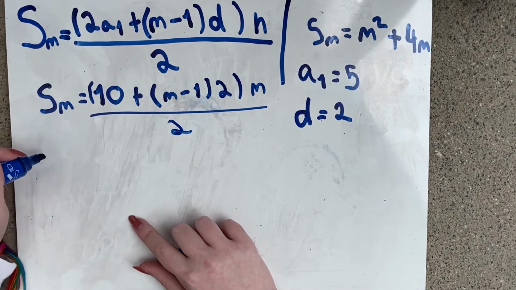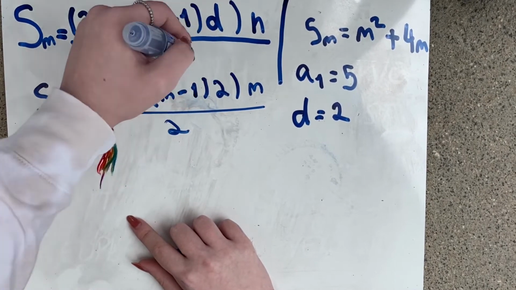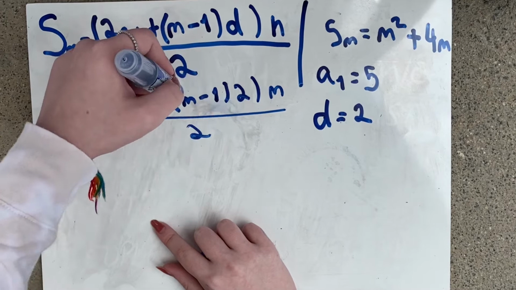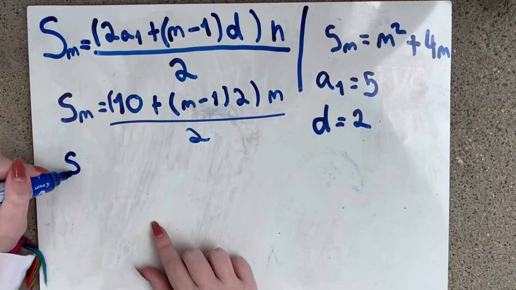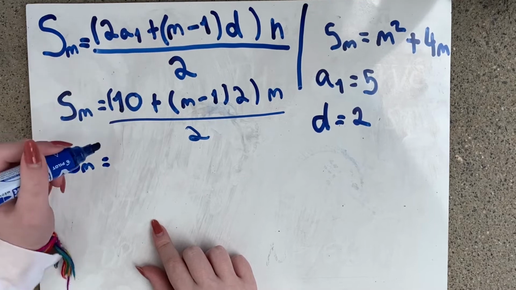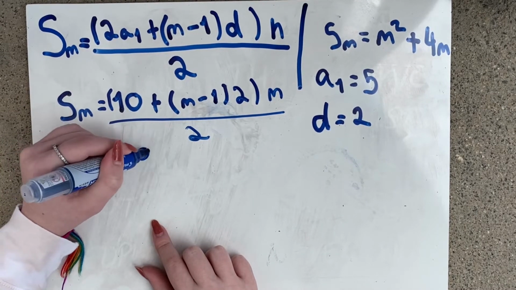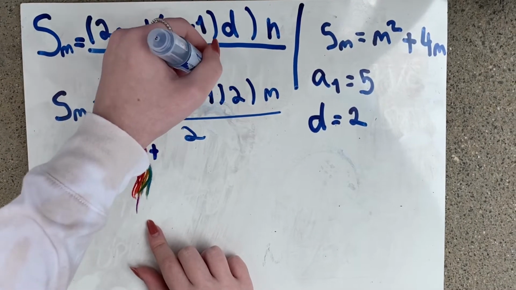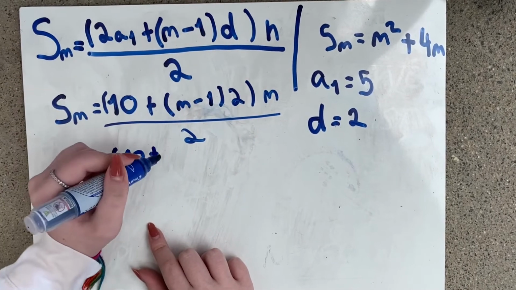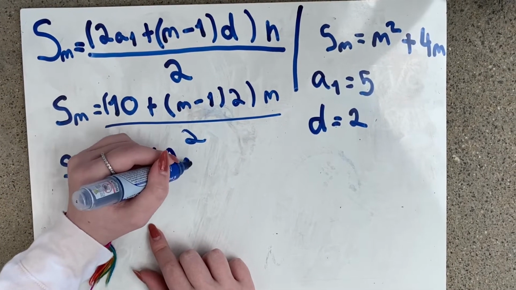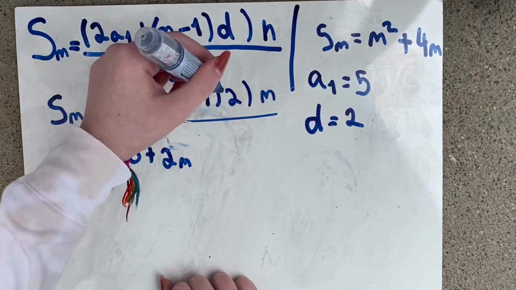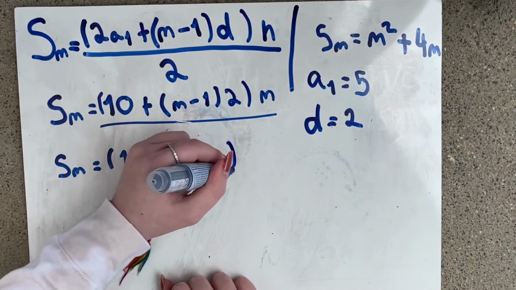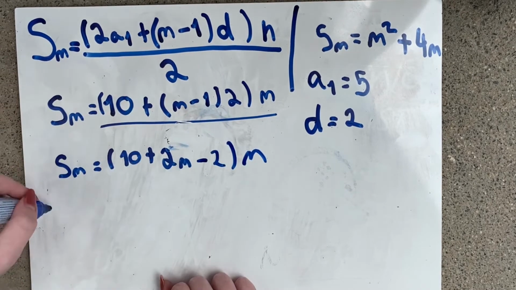So now what we've got to do here is distribute the 2 inside this parenthesis. So we're going to end up with Sn equals 10 remains. So 10 plus, and then we do 2 times n and 2 times negative 1. So plus 2n. I'm just going to erase this so it doesn't confuse anyone. 2n minus 2 times n over 2.